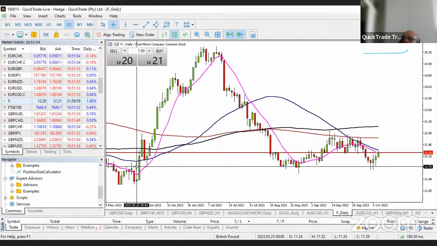Remember, every time somebody gets out on a short, it's a buy, and gets out on a long, it's a sell. Even without new trades coming in, it'll affect price action. Just bear that in mind.